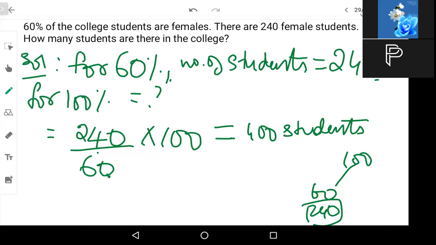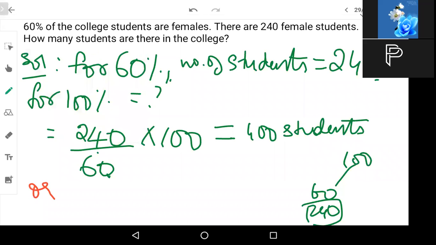Clear? So that is how we calculate the total number of students. If not, there is another very easy way. We are not trying to find the number of male students here, that's not required. They have just asked how many students are there in the college. So the total number of students is what we want. There is one more way of solving this.